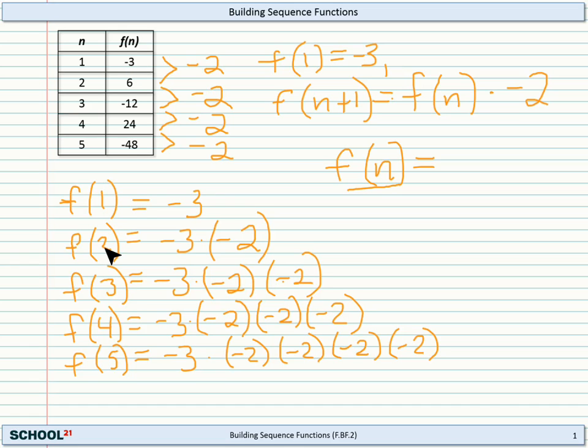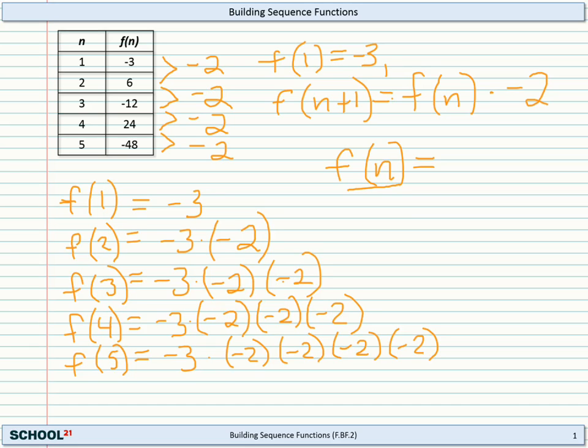Now f of 2, I could have written that f of 2 equals 6, but instead I kept the common factor in there. So I said f of 2 equals negative 3 times negative 2, because that's how we get the 6, is negative 3 times negative 2. Same with f of 3. I said it equals negative 3 times negative 2 times negative 2 again, because that's what we did here. We multiplied negative 3 times negative 2 and by negative 2 again to get to that negative 12, and etc., etc. Now I could keep going on, but my hand would start cramping from writing all of those negative 2's.